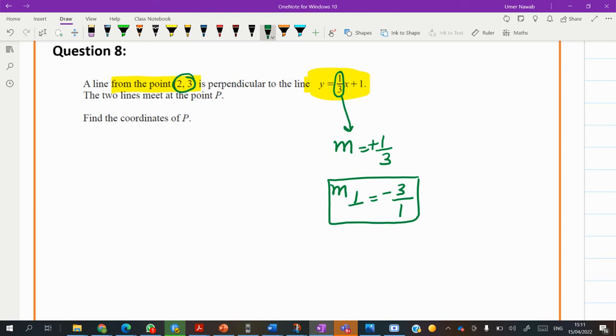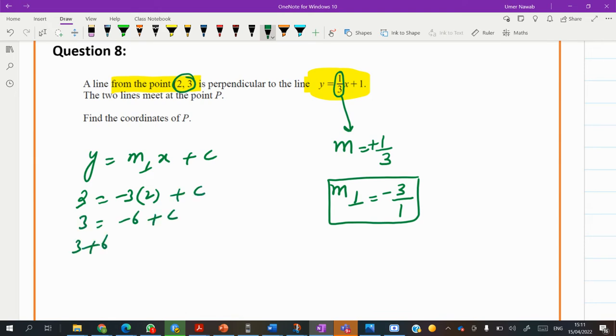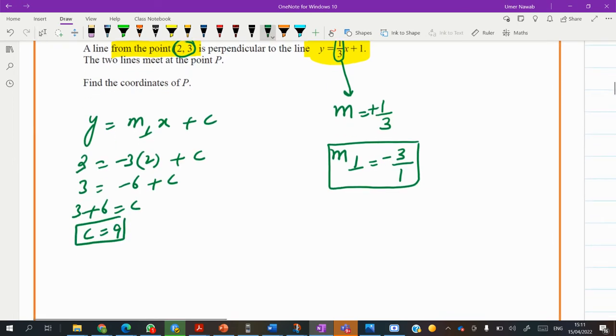So let me write the equation of a line now. y equals mx plus c. In the place of the y coordinate 3, gradient minus 3, x is 2, plus c. So 3 is equal to minus 6 plus c. So 3 plus 6 is equal to c. c is equal to 9. What is the equation of the line? The equation of the line is y equals minus 3x plus 9. So this is the perpendicular line.